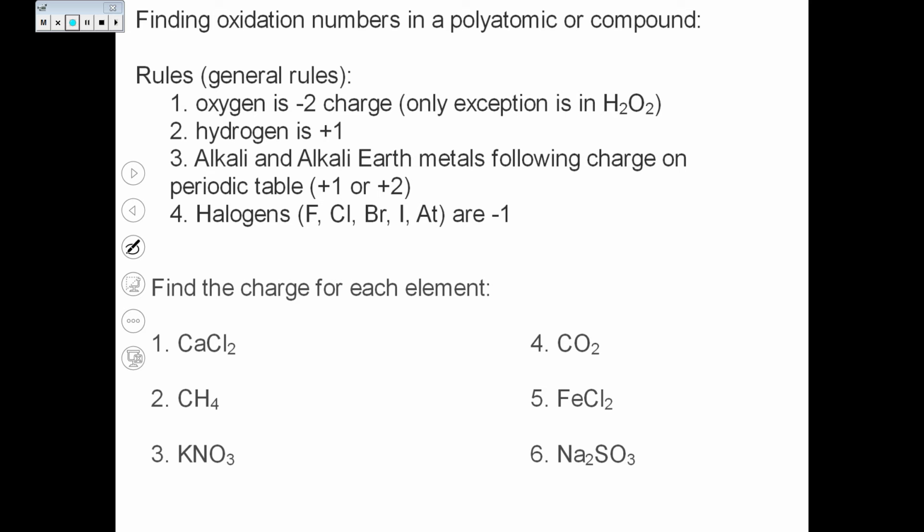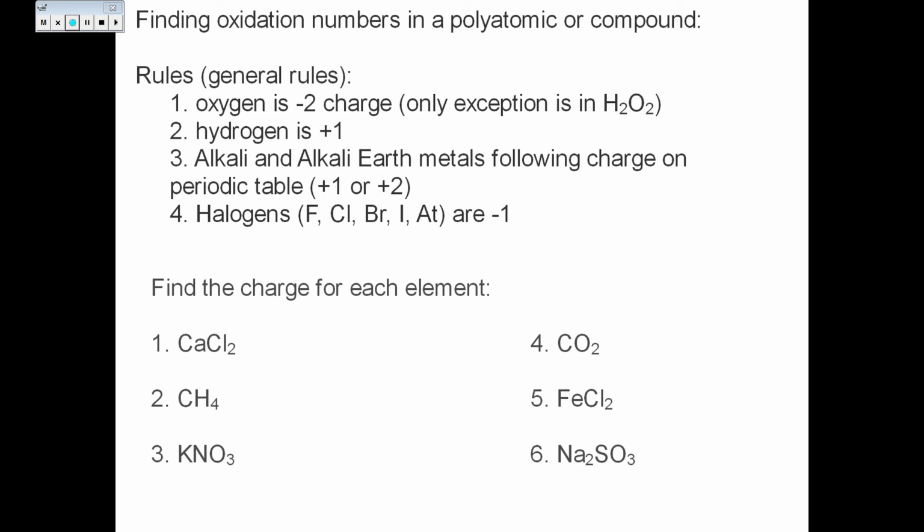Finding the oxidation numbers in a polyatomic or compound, the general rule is that oxygen is -2. So what's going to happen is you're going to have an equation, and what you're going to do is write the oxidation numbers above each of the elements or polyatomic ions to determine what's being oxidized and what's being reduced. So not writing out the entire ionic equation, you're just going to be given a normal equation, and you're going to have to do this in fewer steps.